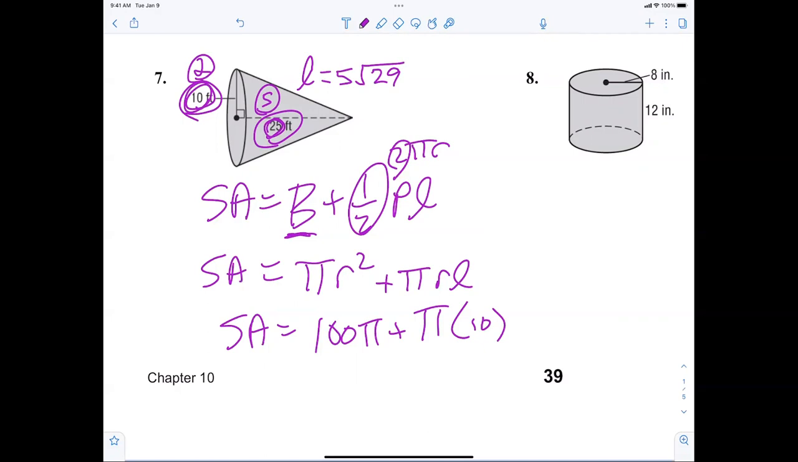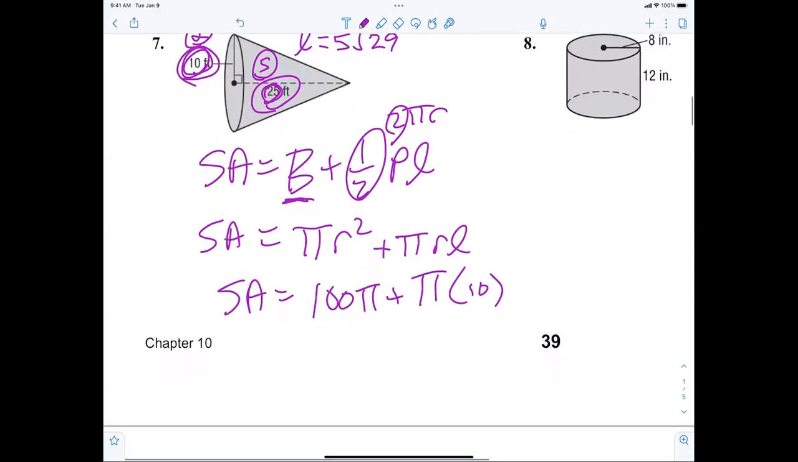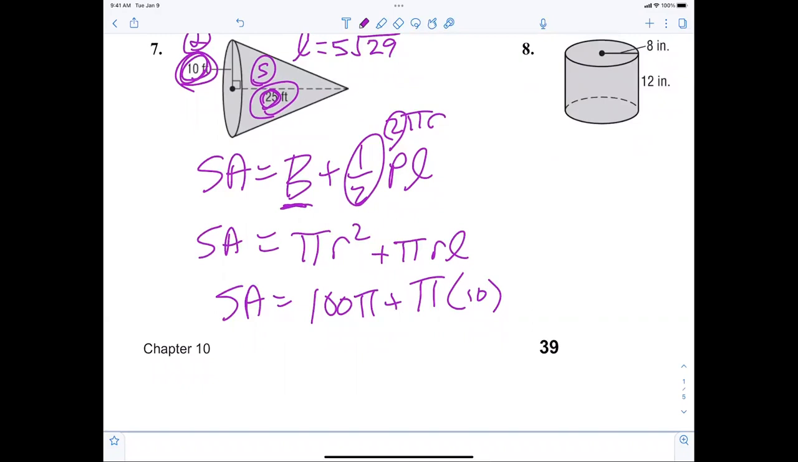Okay. All right, now you know something. Anybody else having trouble with that? So pi times 10 times what? 5 radical 29.